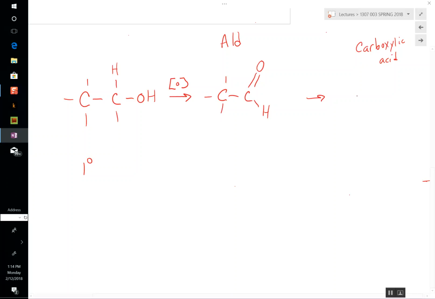And then it can oxidize a little bit further. And you're going to get this. This is a carboxylic acid. It has a carbon-oxygen double bond, and it has a hydroxyl, or an OH, bonded to the same carbon. These aren't on two different carbons. Those two things are on the same carbon. That's a carboxylic acid. Okay. Any questions?